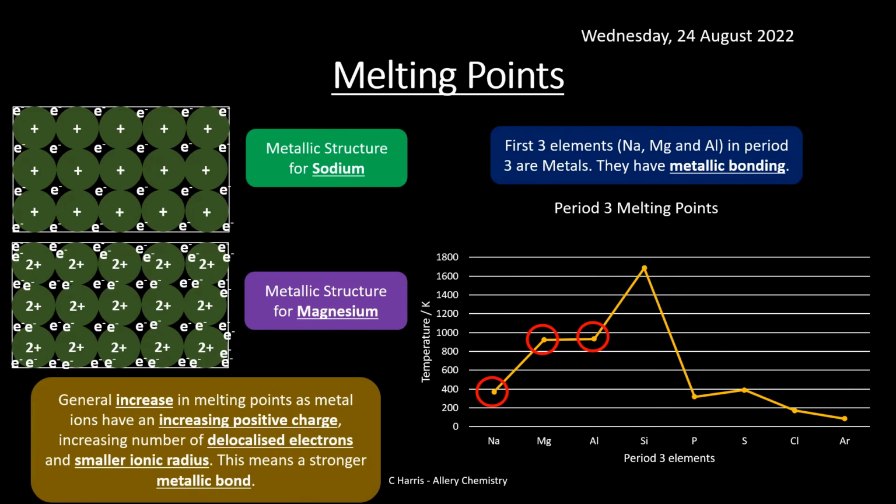What this means is you've got a general increase in the melting point, because you've got an increasing positive charge and more electrons floating around. This means you have an increased electrostatic attraction between the electrons and the positive charge, because there's more of them, and a bigger charge there. So magnesium has a stronger metallic bond than sodium does, and therefore the melting point of magnesium is going to be higher as a result, because it takes more energy to break these apart.